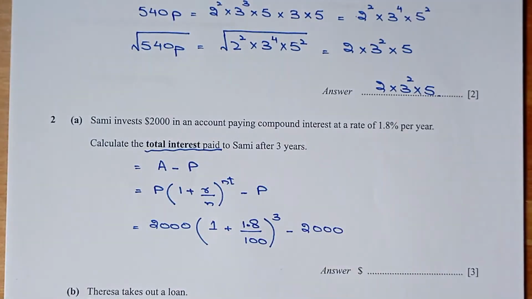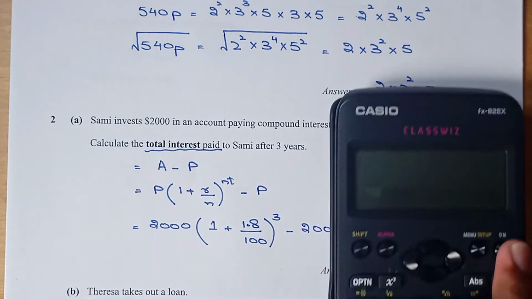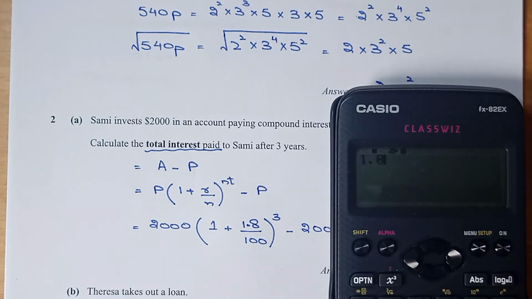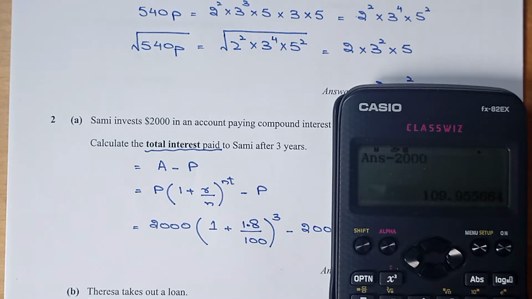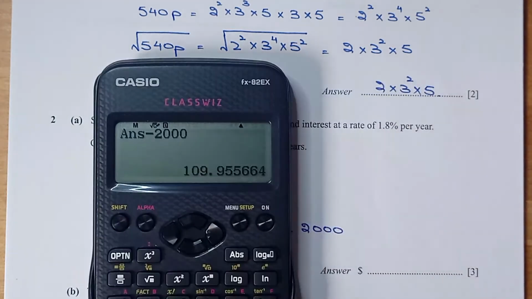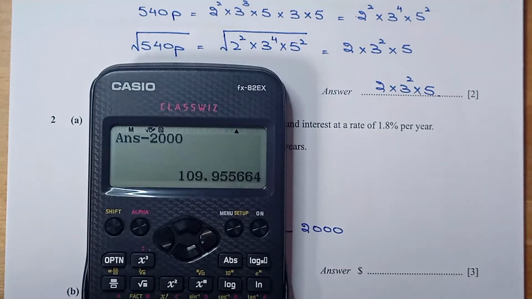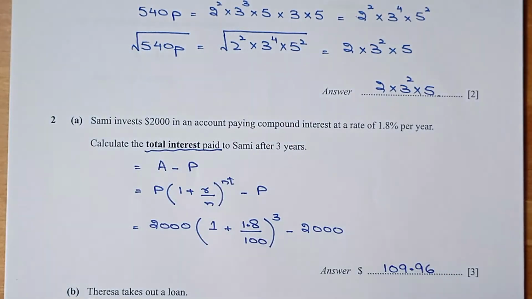Okay, now let me simplify it. This is 1.8 divided by 100, adding 1 and its cube times 2000 and then subtracting 2000. That is $109.95, $109.96 we can say after 3 years. That is the total interest paid.